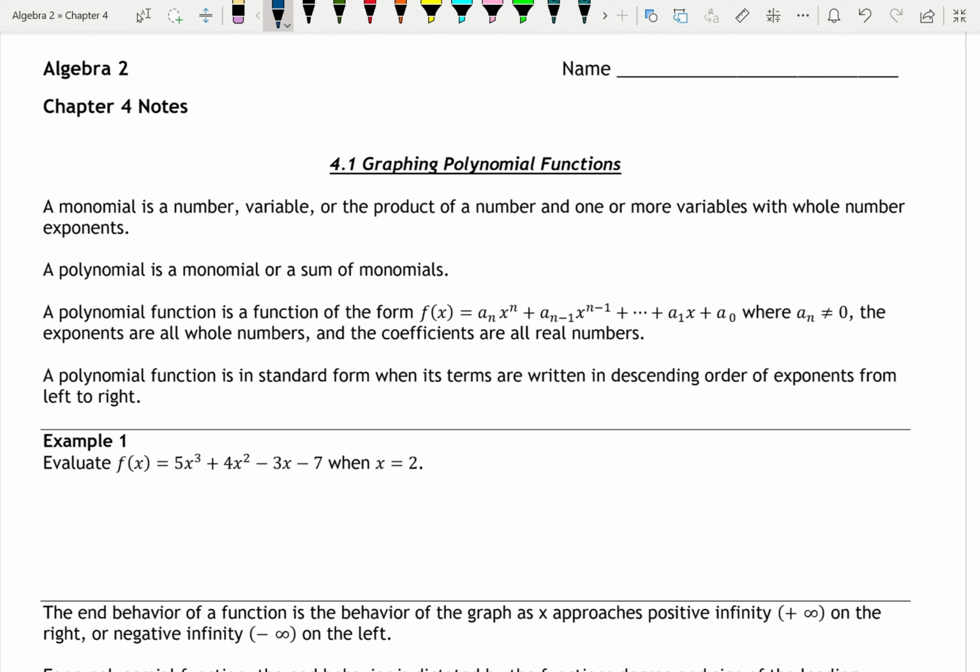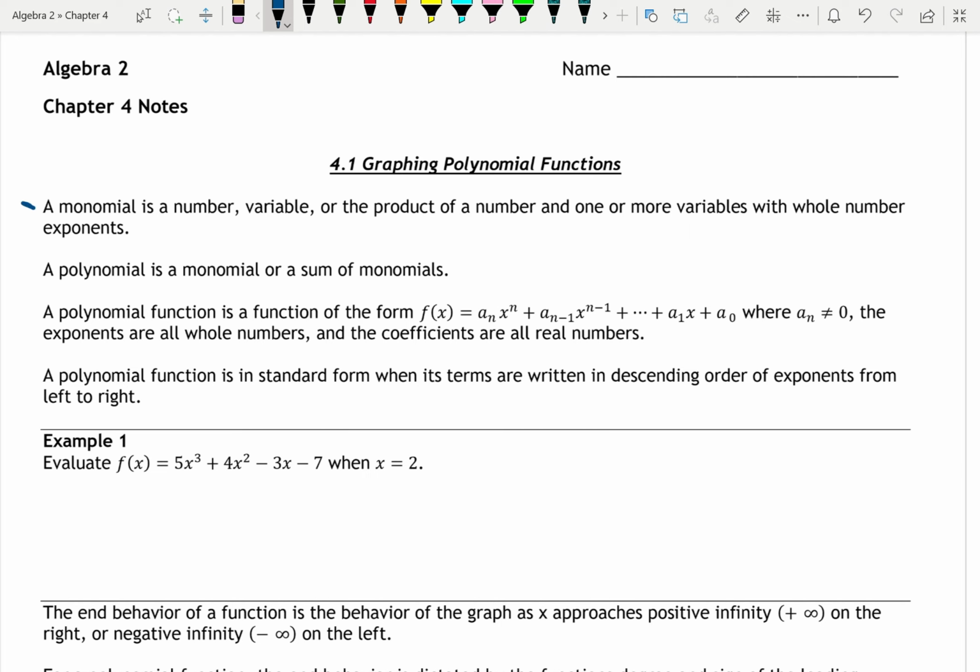Now, some polynomials that we've already graphed before would be lines and parabolas, right? A line, a linear function, is a polynomial. A quadratic, a parabola, a quadratic function is also a polynomial. So those are the simple polynomials that we've done.